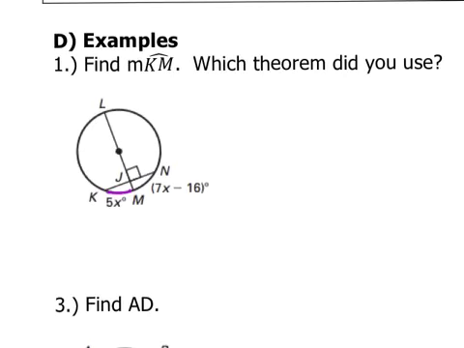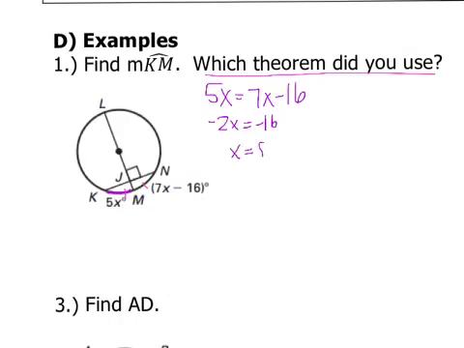So ideas on how we can do that. If we set 5x equal to 7x minus 16, and why are we doing that? Okay, KM is congruent to MN. Now the question is, which of those theorems did you use? You can just say first, second, third, or fourth. The second one, exactly. If that diameter is perpendicular to the chord, then it's splitting it in half. All right, so it's just a matter of solving. We can subtract 7x and divide by -2.